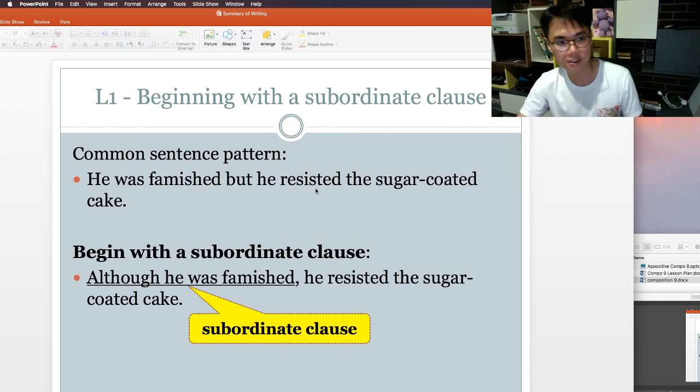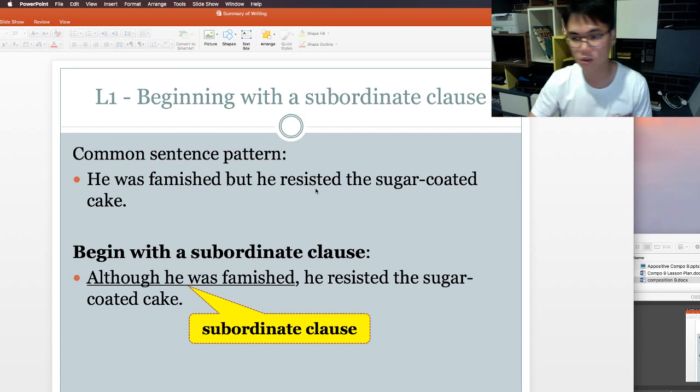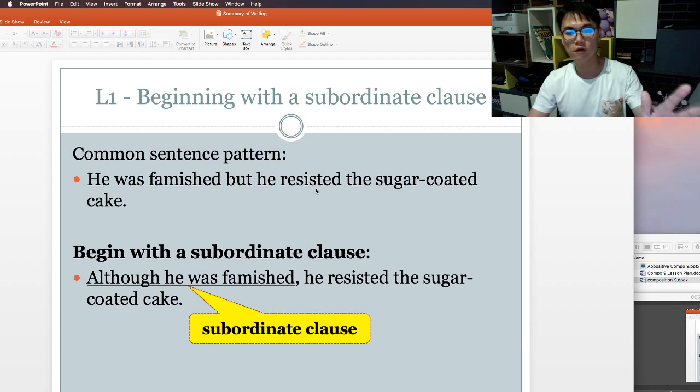So the first technique, beginning with the subordinate clause. Now this is one of the first techniques that we learned. We learned about beginning with the subordinate clause.